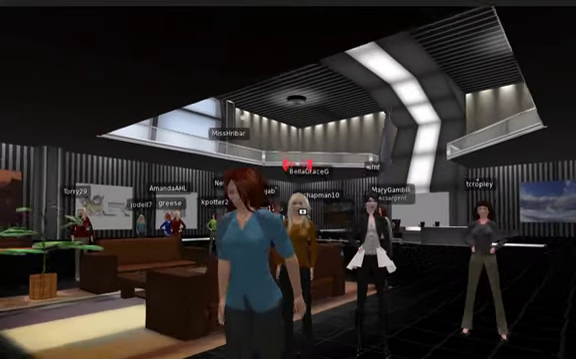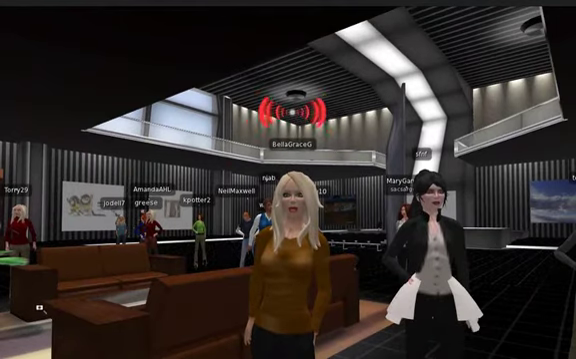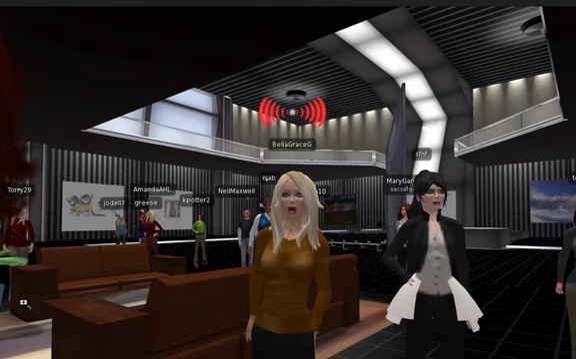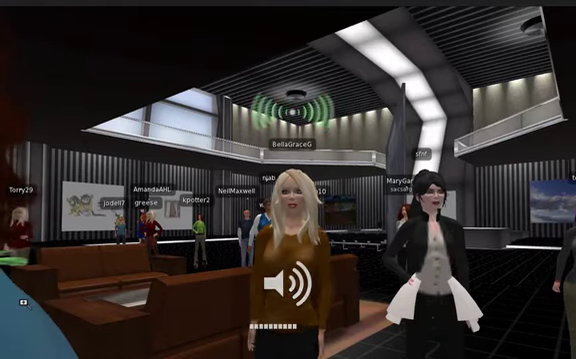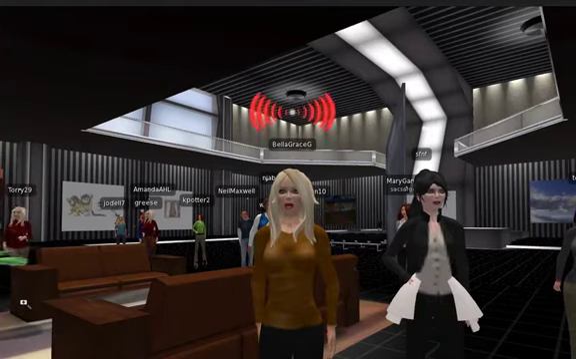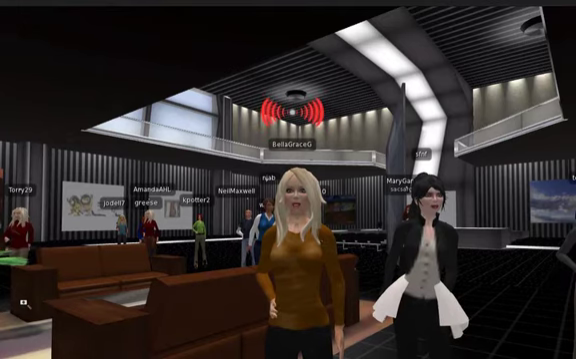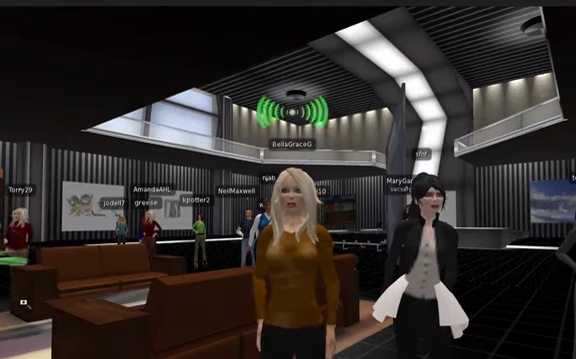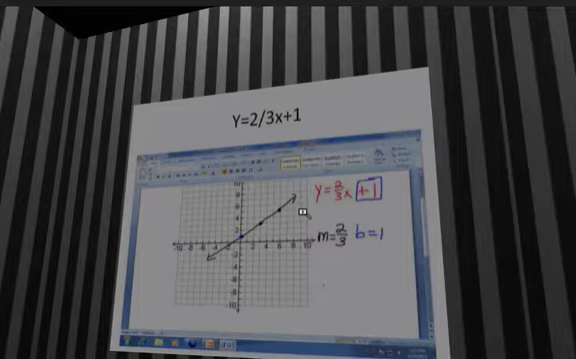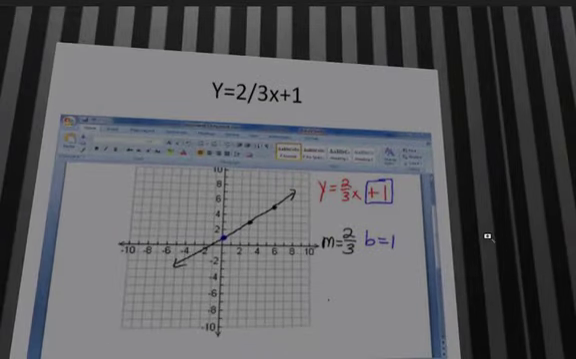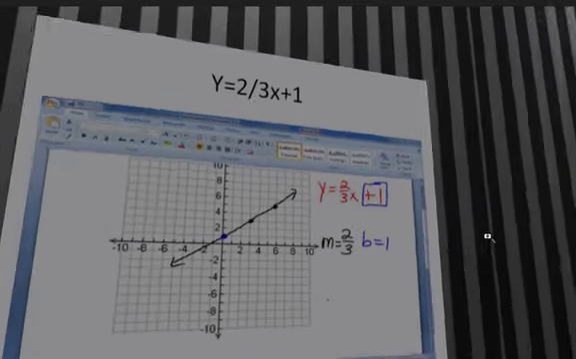You have y equals mx plus b, and you should already have that written down on your paper. Let's look at what m stands for. What do you think m stands for? Can anybody tell me then what the b stands for? Okay, let's look at some examples.